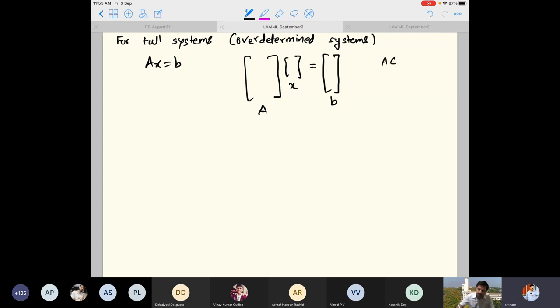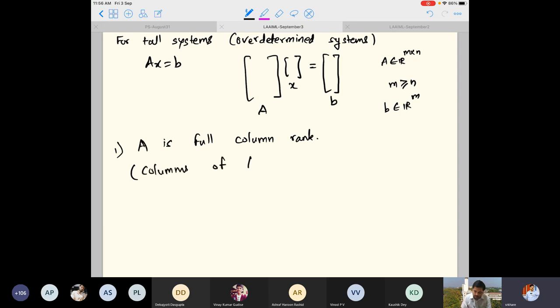Correct? So suppose A is in R M by N, where M is greater than or equal to N. B is in R M, and what do we want to do? We want to compute X such that Ax is equal to B. So can we solve this over-determined system of linear equations when the solution exists? Okay, so consider the first case. A is full column rank. What does that mean? It means that the columns of A form a basis for the column space of A.